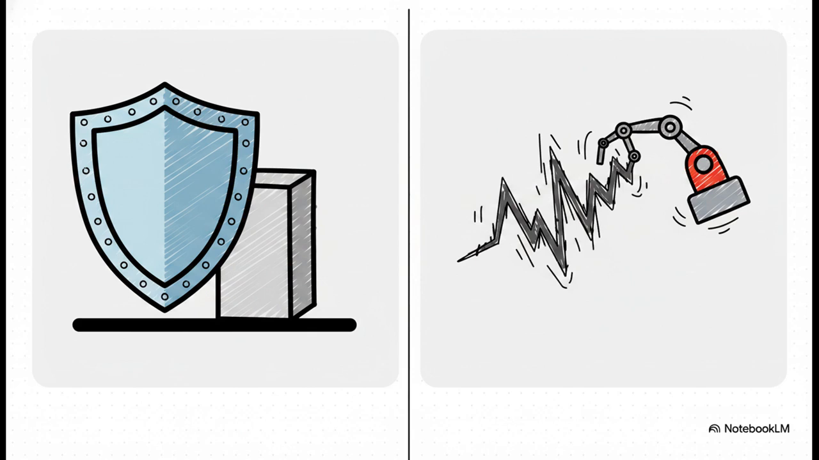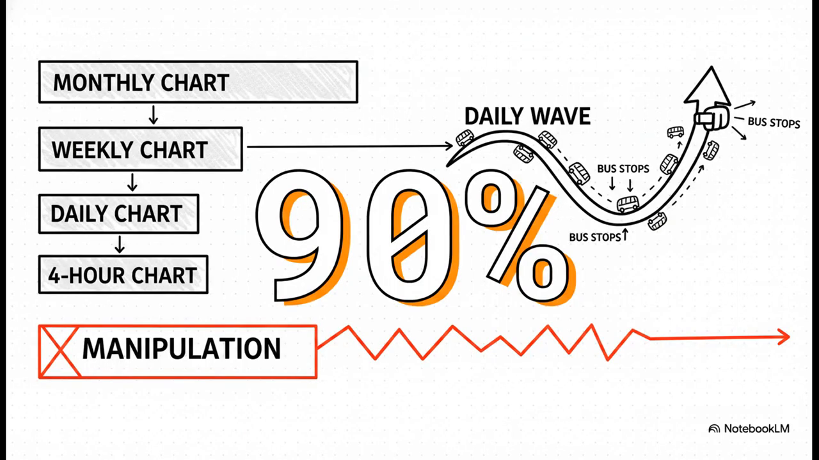So what does all this extreme patience and strict discipline actually get you? 9 out of 10. According to our veteran source, when you systematically align your monthly, weekly, daily, and 4-hour charts, you build such a high probability confluence that you actually position yourself to be correct 9 out of 10 times. Think about that. You know exactly what the market is doing on a macro level, you've plotted your bus stops, you've caught the daily wave, and you're executing safely away from the big manipulators.